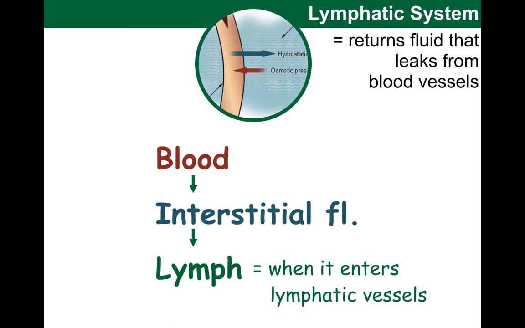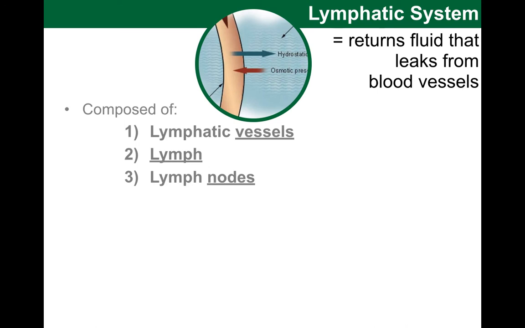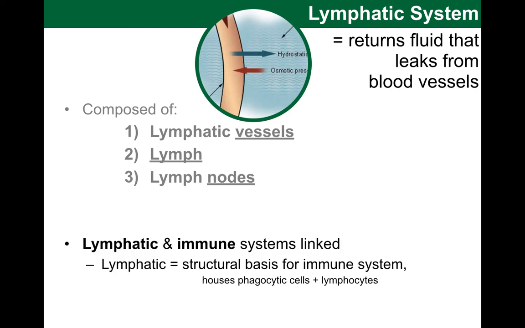Well, back to this slide. What I want to do next is to discuss why we should tackle the lymphatic and immune systems together. Let's have a look at that. So, the lymphatic system and immune system are linked as lymphoid organs and tissues provide the structures for the immune system to work in. The immune system's phagocytic cells and lymphocytes are housed within the lymphatic system structures.